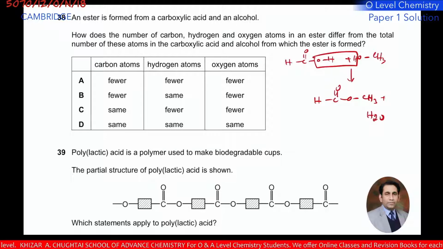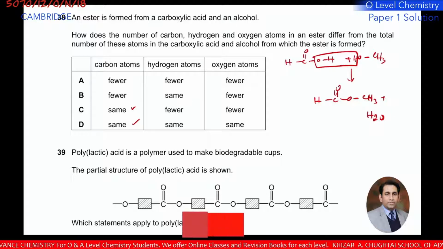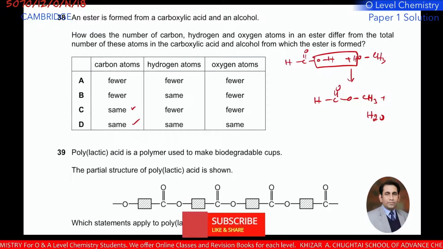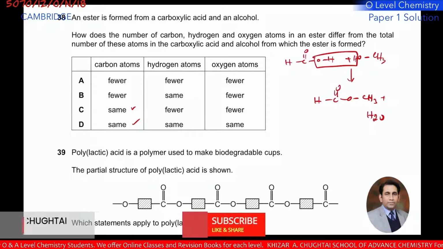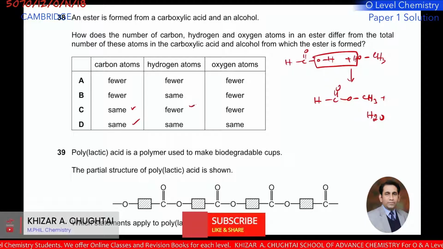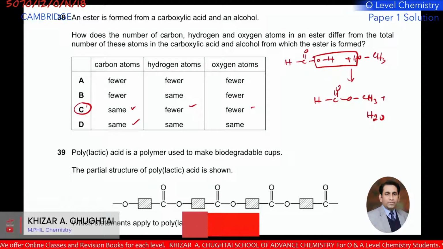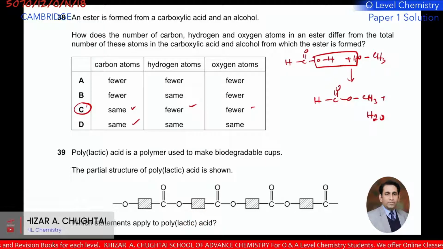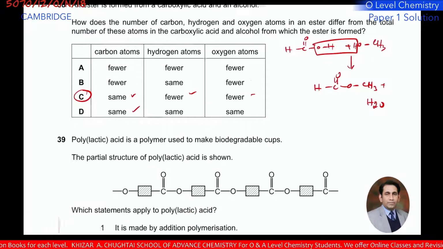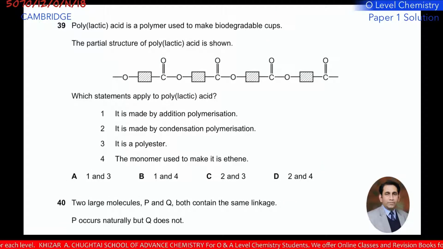Water is eliminated. So once again, what about the carbon? Carbon number remains same. Hydrogens are not same. Oxygens are not same, they are fewer. Yes, so C is the correct option. The newly born ester has fewer hydrogens, fewer oxygens, but the same number of carbons. So C is the correct option.